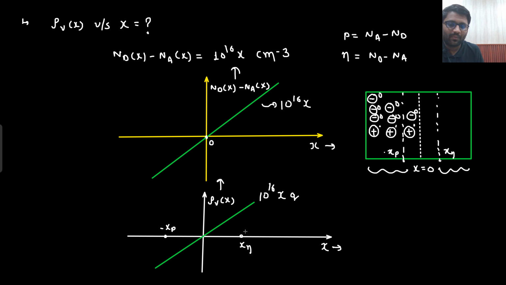So I need to see how much positive charge I am having in this particular region and how much negative charge I am having in this particular region. So what does that mean? What value will you be getting? Sir, the value that I will be getting would be 10 to the power 16 at minus xp. So if I put minus xp here, multiplied with q, this much value you are getting at this point. And what about this other scenario? Here you are getting the value of 10 to the power 16 xn into q.